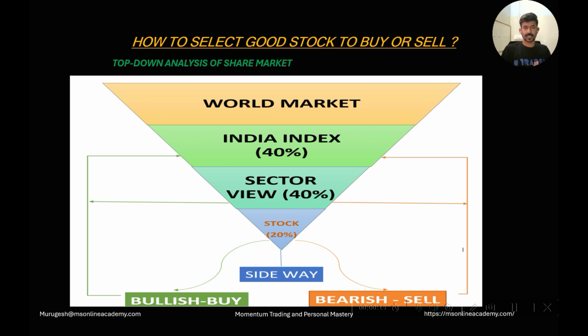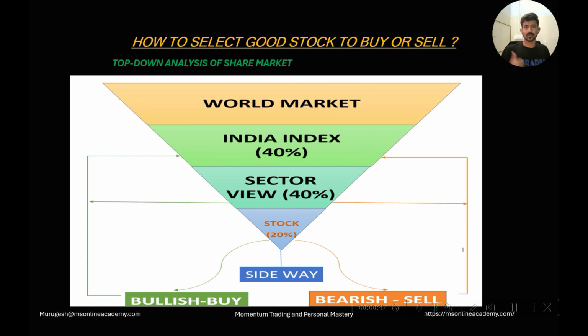For the new people, I'll explain the top-down approach. First we study the world market, after that the Indian market, then sector and sectoral view. In this way we are going to filter. First of all, we get the perfect view about the overall market, global market, Indian market and everything. After that, if the market is in a bullish mode, we choose strong, outperforming stocks to trade on the long side.